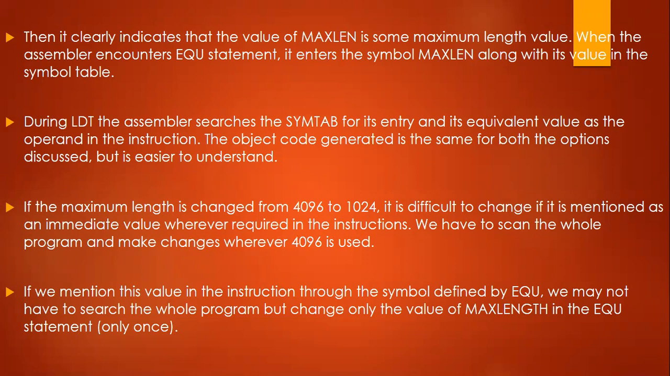The object code generated is the same for both options discussed, but it is easier to understand. The object code you generate for plus load T hash 4096 and load T with hash max length will be exactly the same, but it benefits the programmer.